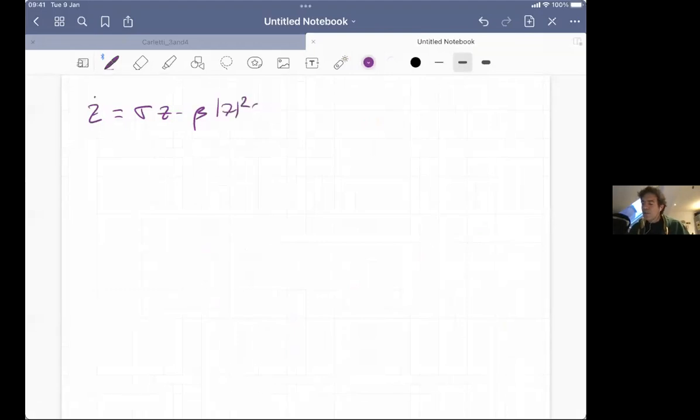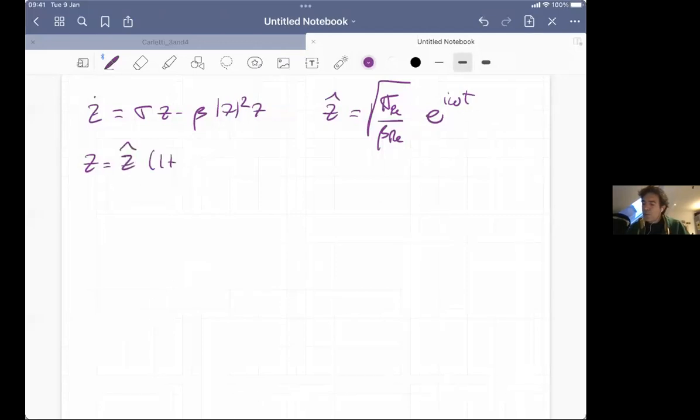So this is my initial system. And let me try to see the solution. Z hat is equal to the square root of the real part of sigma divided by the real part of beta, times A e^{i omega t}. And then, as I told you, I write it in this way, times 1 plus rho times e^{i theta}.